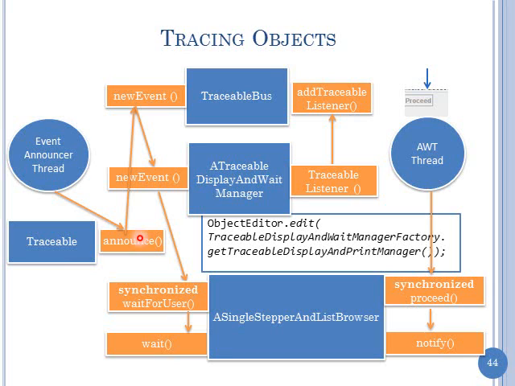Complicated mechanism. Okay. How does the AWT thread know when to call proceed? How does it know when something is waiting? Oh, if you just press the button and there was nobody waiting in Java, it will notify no one.